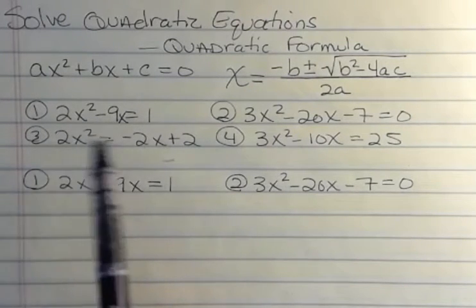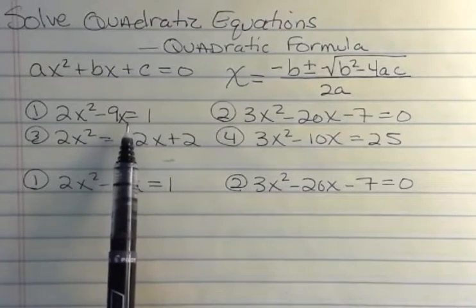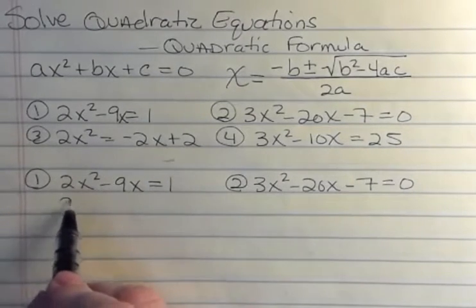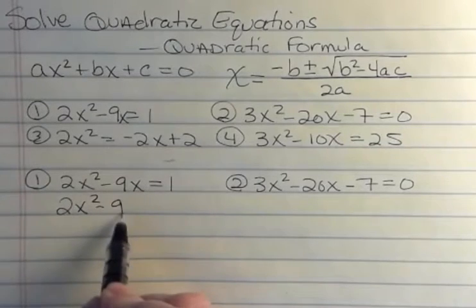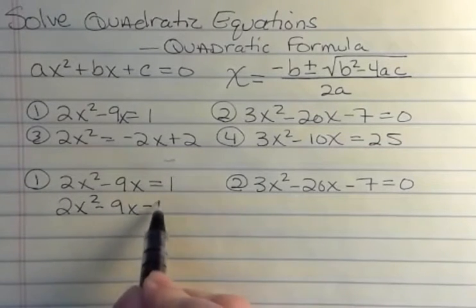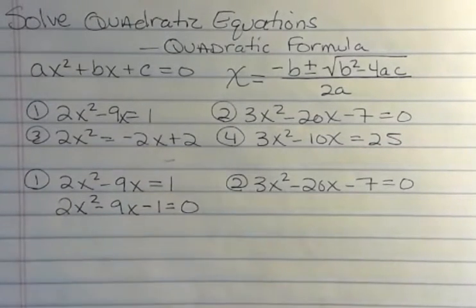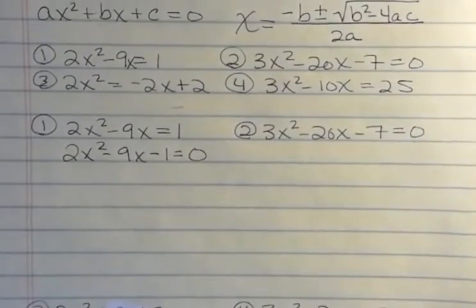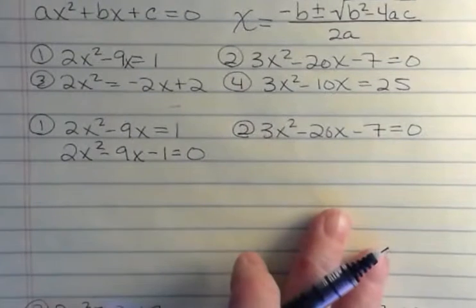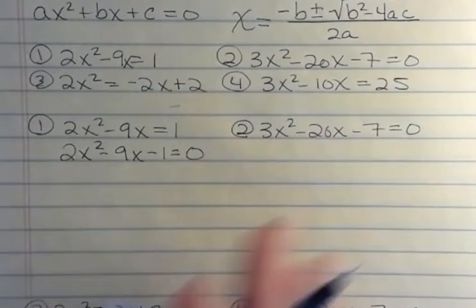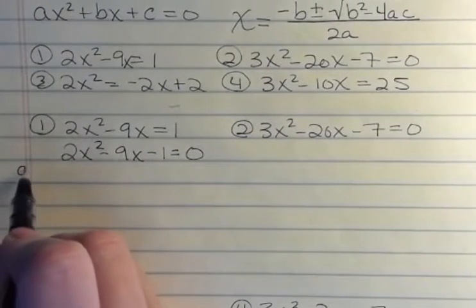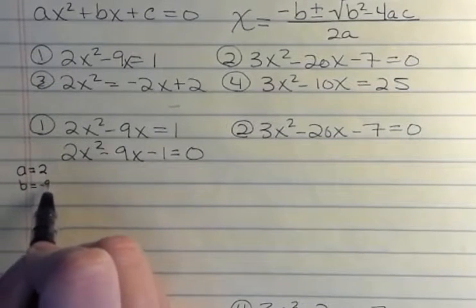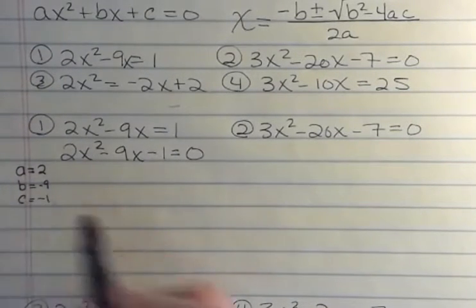Whenever we want to solve a quadratic equation, we want to make sure that our equation is equal to 0. So for this first one, the first thing I'm going to do is move that 1 over to make it negative 1 so that I can then solve the equation using the quadratic formula. I think this is a good idea for everybody: write down what your A, B, and C is. A is 2, B is negative 9, and C is negative 1.